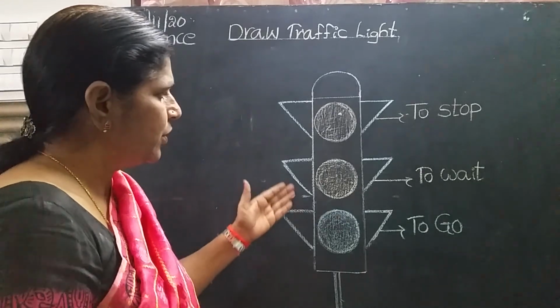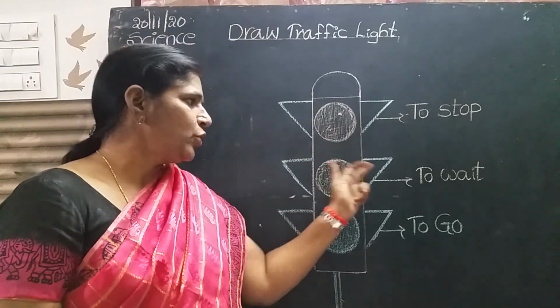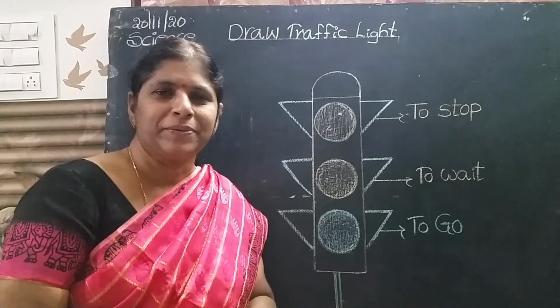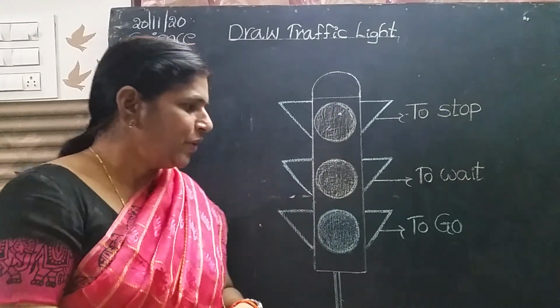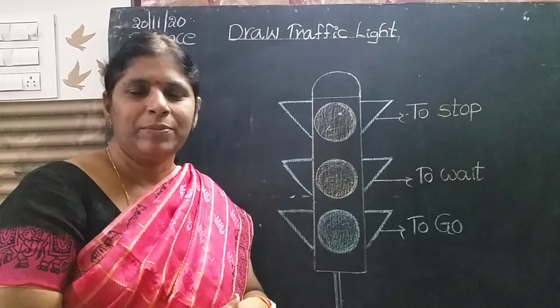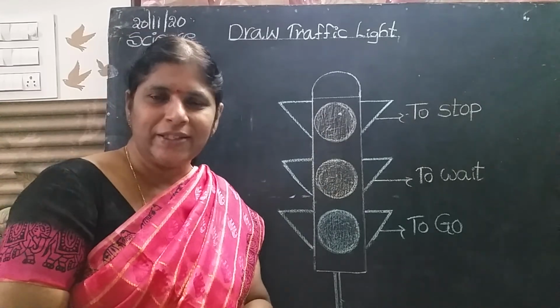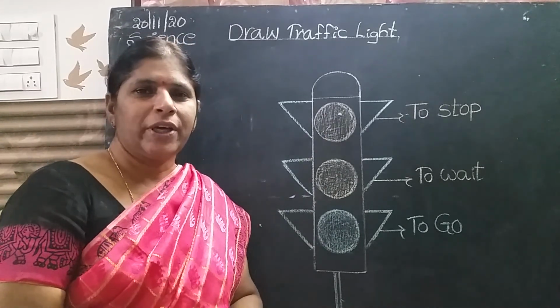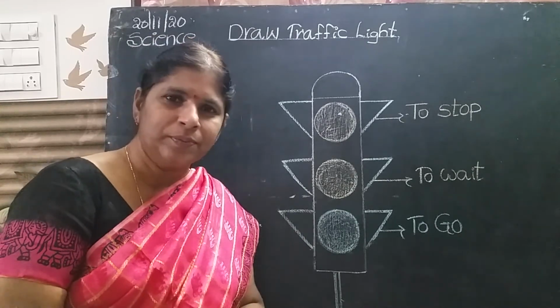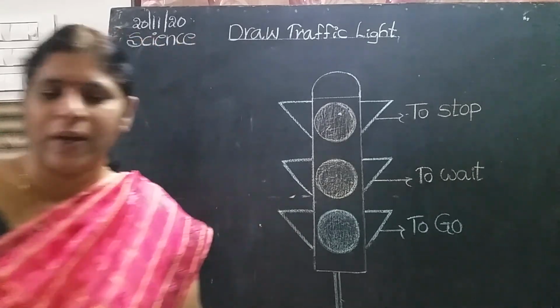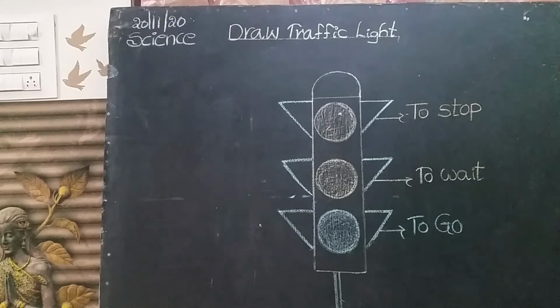These colors. Okay, this side also you have to draw. It is your wish. You have to practice 2 times, children. Okay, it is very easy to draw, no? Yes, it is very easy to draw the traffic light.